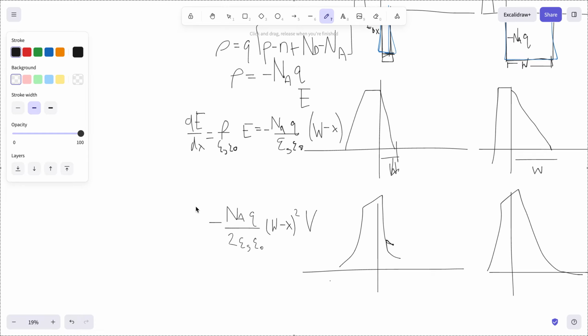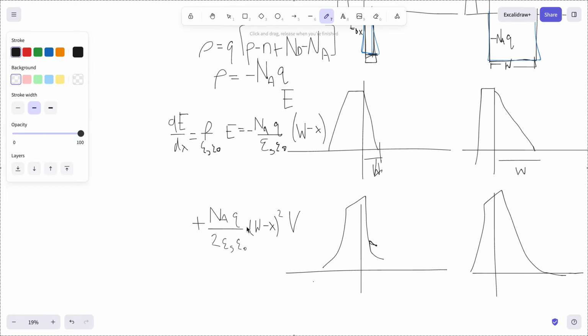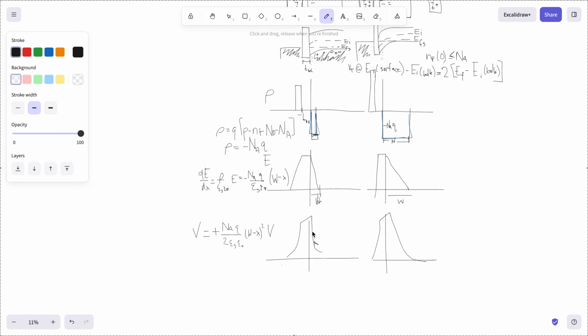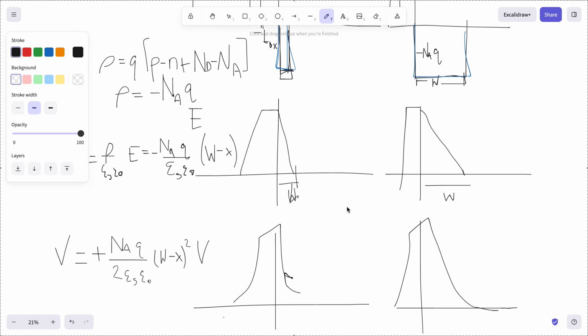And I guess when you take the derivative, this becomes positive instead of negative. And so you can see how we have derived some functions for rho, E, and voltage. Next.